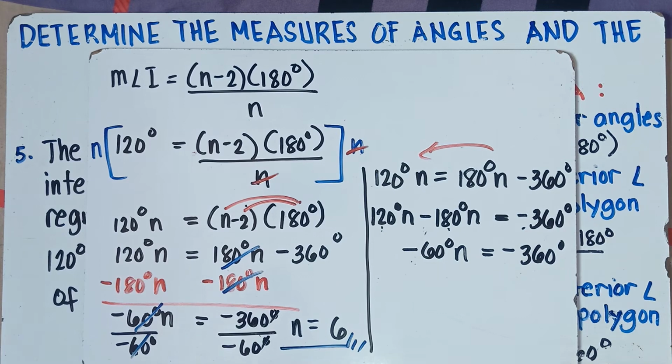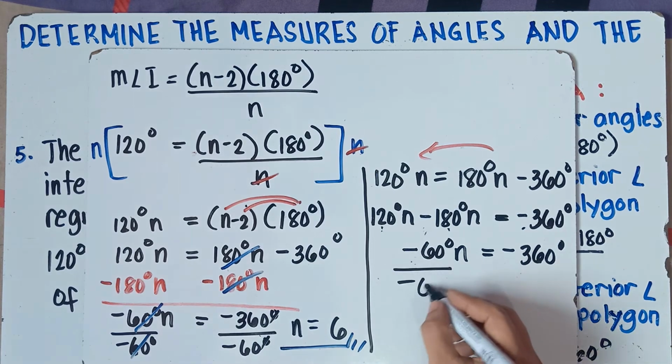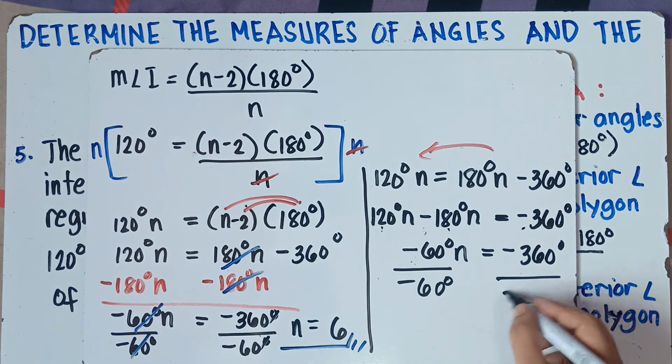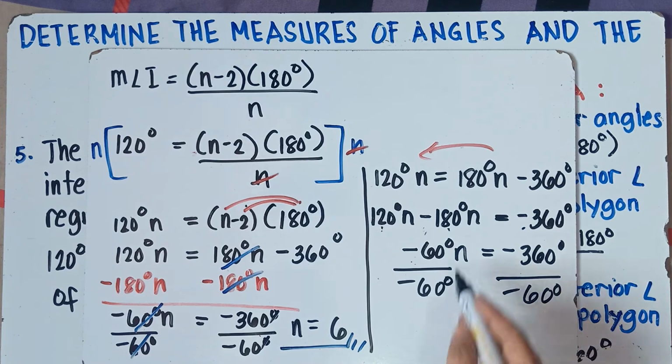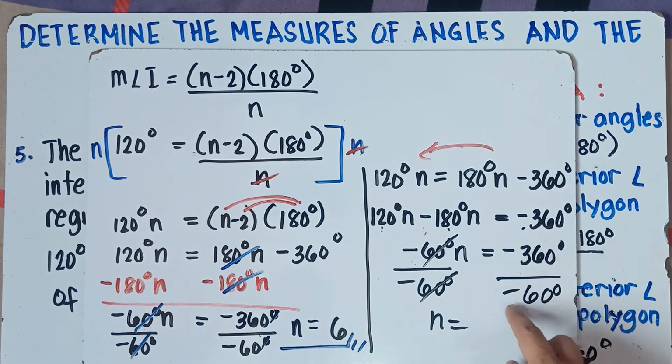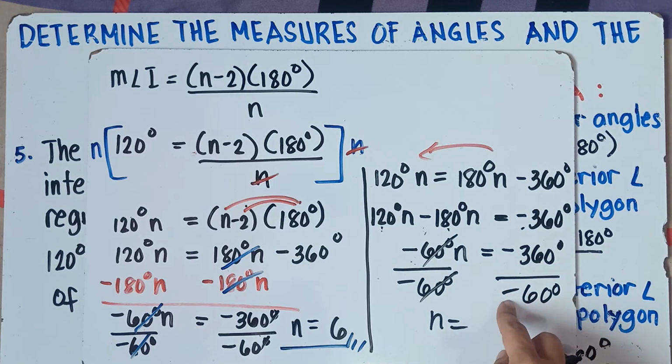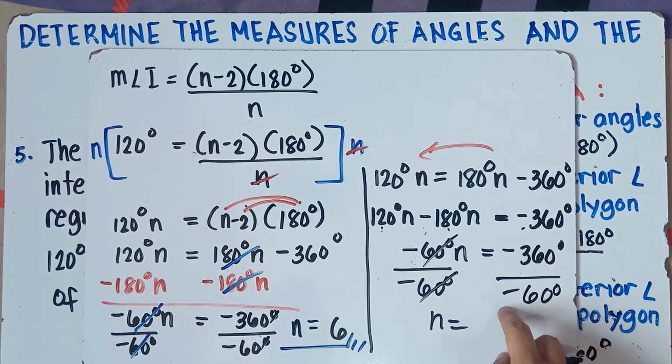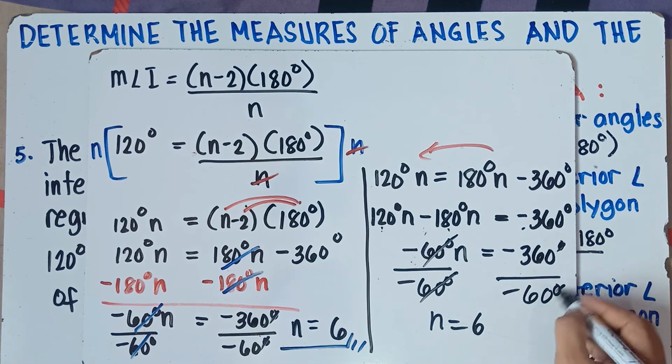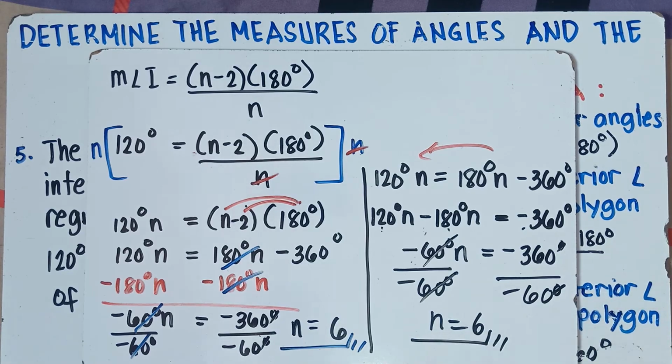And then to get the value of n, once again, you divide both sides by negative 60 degrees. So we can cancel this out, and n is equal to negative 360 divided by negative 60 degrees. Of course, negative divided by negative is positive. If the signs are the same when you're dividing, your answer will be positive. Then 360 divided by 60 is 6. Then we can cancel degrees. So n is 6. Therefore, the number of sides is 6 sides.